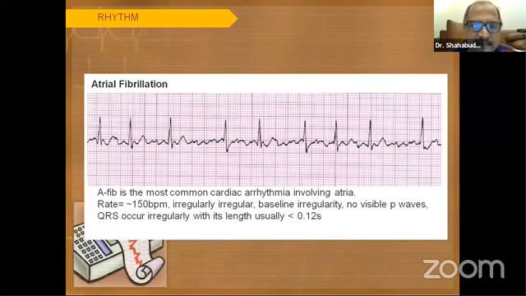So the rhythm is irregularly irregular, and the rate is either bradycardia, tachycardia, or normal. But the rhythm is irregular, and there is absence of the P wave, as a normal P wave may not be present here. The P wave is replaced by fibrillatory waves.